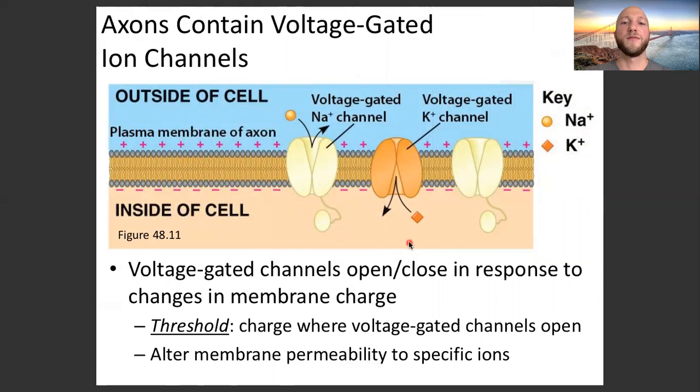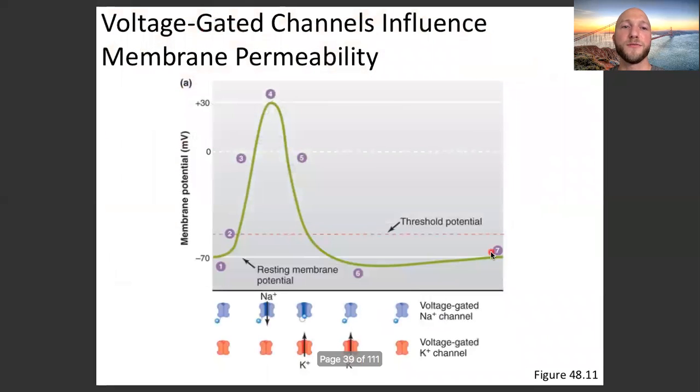Axons contain voltage-gated ion channels. This is why the action potential starts when it becomes -55 millivolts at the axon hillock. It's because there are ion channels that are voltage gated, and when that voltage gets to that certain point, boom, they open. Threshold is the charge where the voltage-gated channels open, -55, and they alter membrane permeability to specific ions. We're going to get into exactly which ones, when, and how soon.